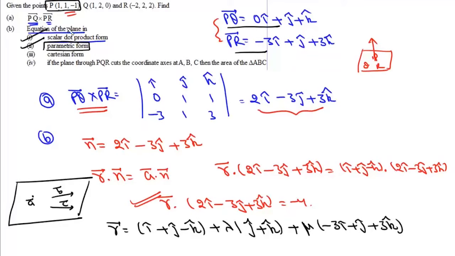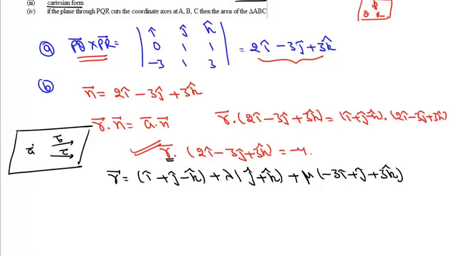So we have the scalar dot product form and we also have the parametric form. Now the third one is we need to write this equation in Cartesian form. For Cartesian form, we simply write r as xi plus yj plus zk. We can write this equation as 2x minus 3y plus 3z plus 4 equals 0, which is the Cartesian equation of this plane. And that's your third part.